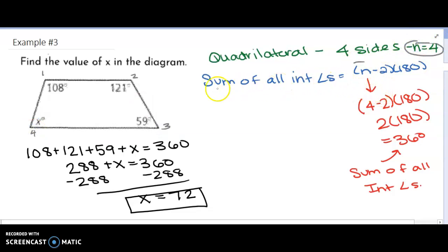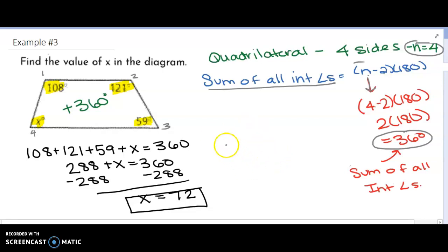Okay, and then I know that the sum of all interior angles is n minus 2 times 180. But remember, my n is 4, so I'm going to substitute 4 in for n. When I do a little bit of math and plug some things into my calculator, I get that the sum of all interior angles of a quadrilateral is 360. In other words, if I add this angle plus this angle plus this angle plus this angle, they would all add to 360 degrees.